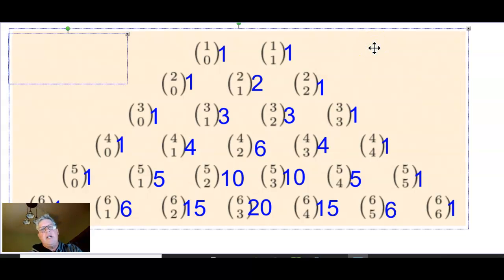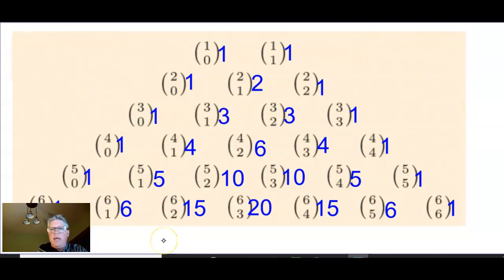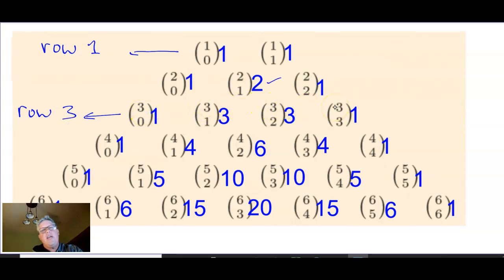Ladies and gentlemen, those numbers, maybe you've seen them before, because they are the same as when you choose something. So this 2 right here, you can get it from 2 choose 1. Do you notice that this is row 1? Do you notice that this is row 3? And look at the top number, 3, 3, 3. What do you think row 19 looks like?